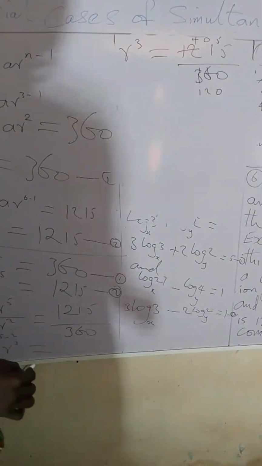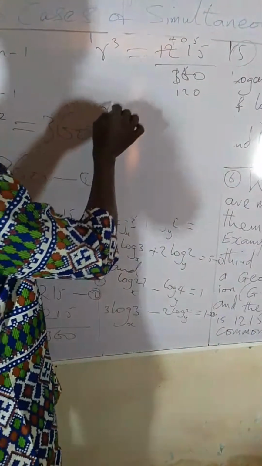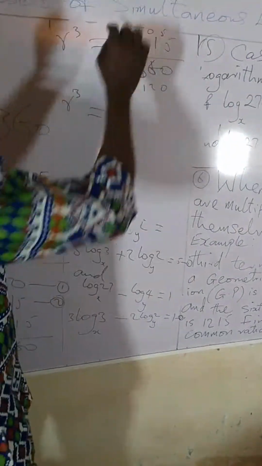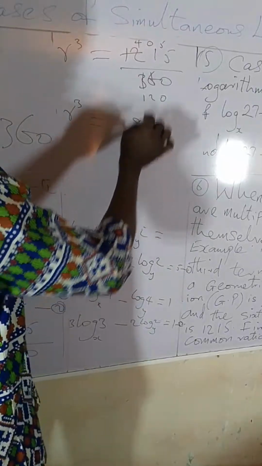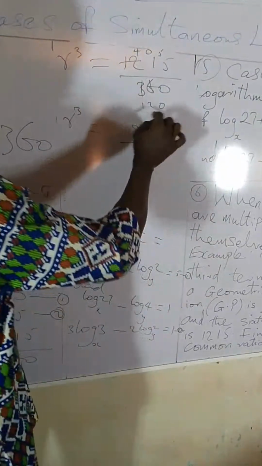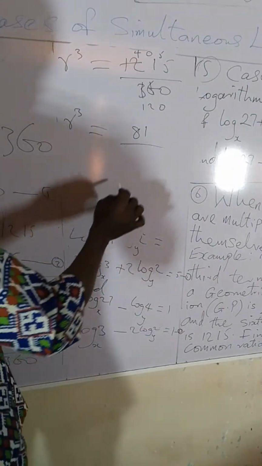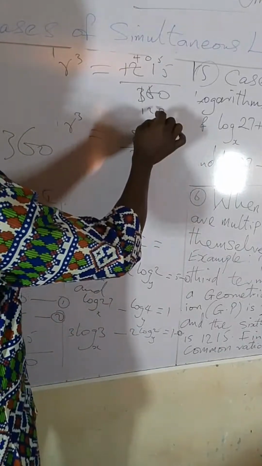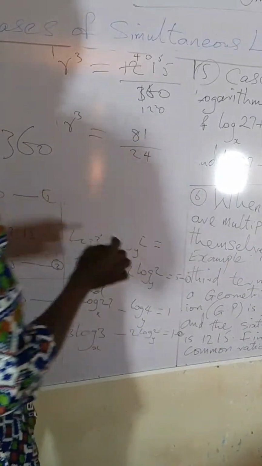So can 5 divide this? Yes. So R raised to the power 3 is equal to, use 5 to divide 405, it gives us 81. Use 5 to divide 120, it gives us 24.